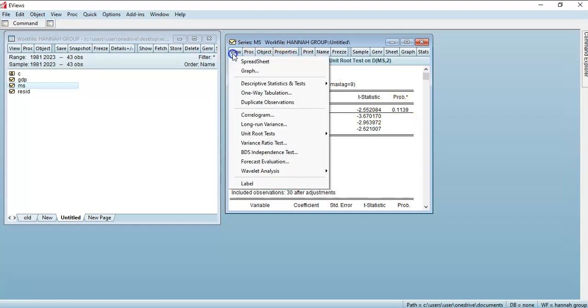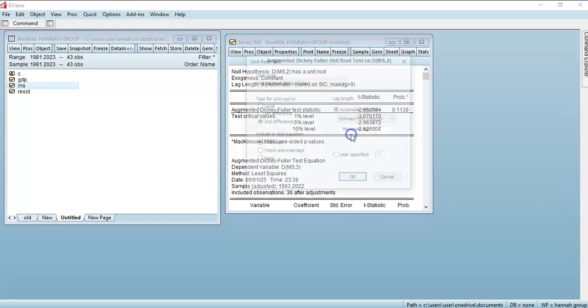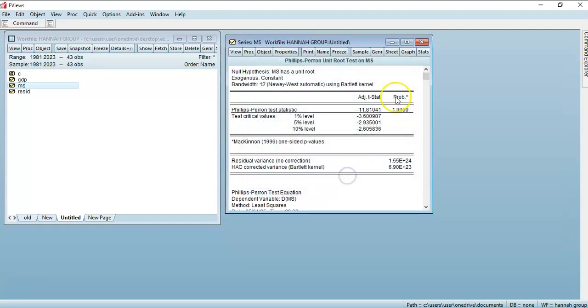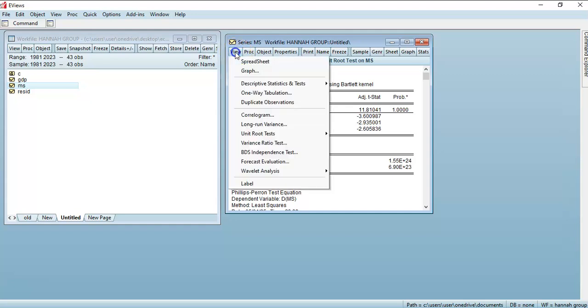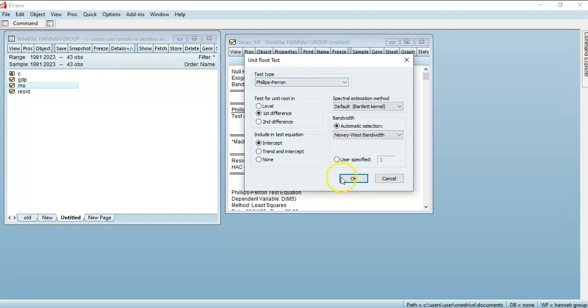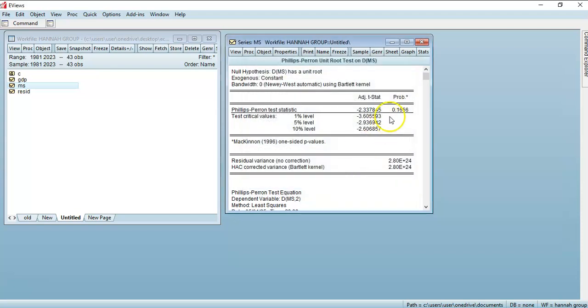Let us look at money supply using the Phillips-Perron framework. At level, money supply is not stationary. Let's check the first difference in the Phillips-Perron framework. At first difference, money supply is not stationary because the probability is greater than 0.05. Let's also check the second difference. At second difference, money supply is stationary in the Phillips-Perron framework.